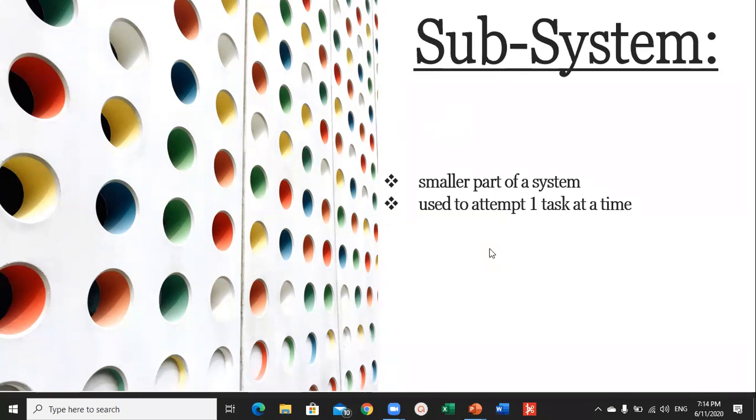Okay, now moving forward, the basic role of a subsystem inside a system is to attempt only one task at a time. The purpose of a subsystem is to attempt only one designed or given task at a time. That is the role of a subsystem inside a system.